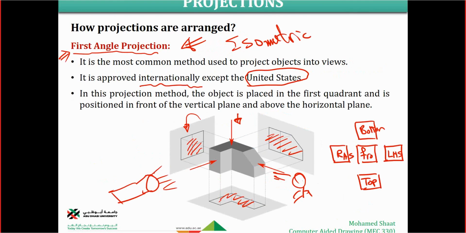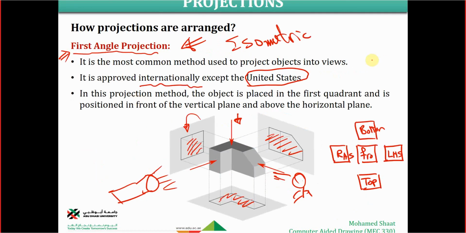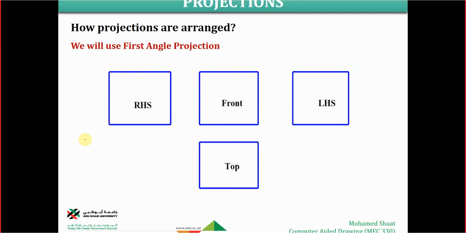But here we're already reversing everything. This is the first angle projection. This is the third angle projection. This is the one that we're going to use in this course, the third angle projection. So when we are required or asked to represent the object in projections, we're going to use the front view, one of the sides is enough, and the top view.